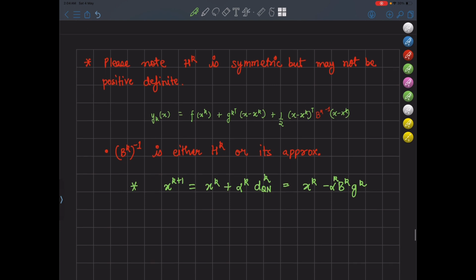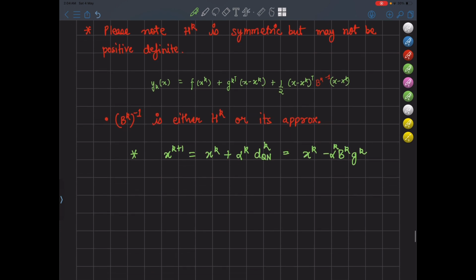So this is the algorithm. Now it poses several questions. We do not know anything about Bk, how Bk is calculated. So let's write down all the questions that we need to answer to fully define this algorithm. First question is how to calculate Bk plus 1. So given xk plus 1, gk, gk plus 1 and Bk.